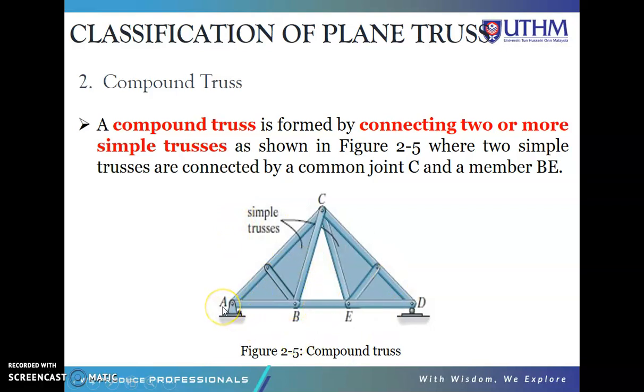So we can see here that the trusses ABC and CED are simple trusses. They are connected by a common joint C and also a member BE. So this is called a compound truss.